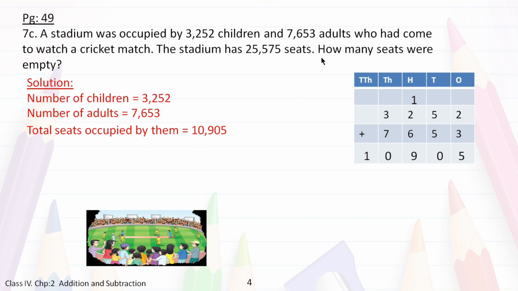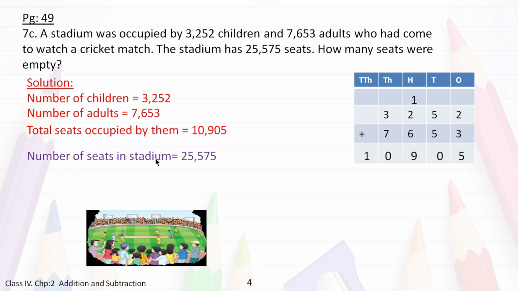Now, let's see what is asked. How many seats were empty? We have to find the empty seats. We do not have to find the occupied seats. So, how will you find that out? The total number of seats is given to you and you have the information of how many seats are occupied. So, what you will do, total number of seats minus the occupied will give you the empty seats. Clear? So, we'll do it that way.